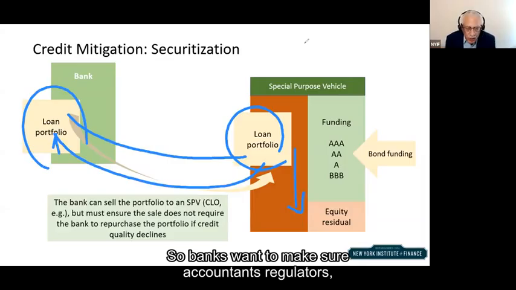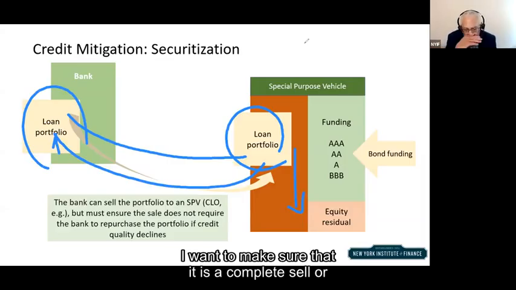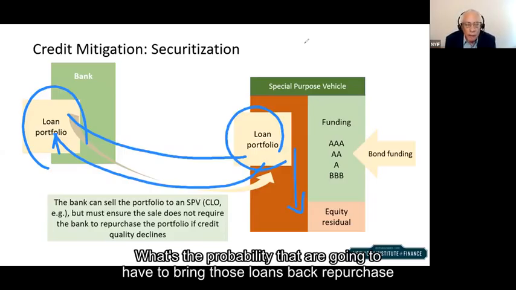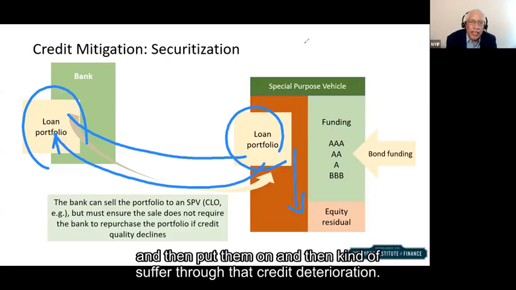So banks, accountants, and regulators want to make sure that it is a complete sale, or any type of financial institution that's interested in selling off the loans. What's the probability that they're going to have to bring those loans back, repurchase them, put them on the book, and then kind of suffer through that credit deterioration?